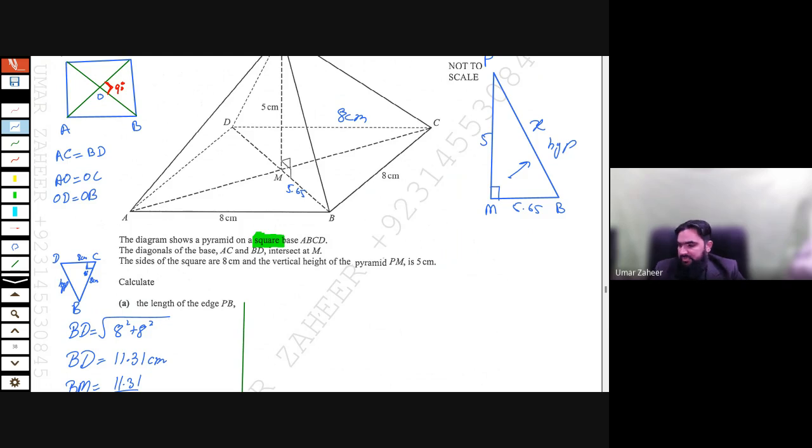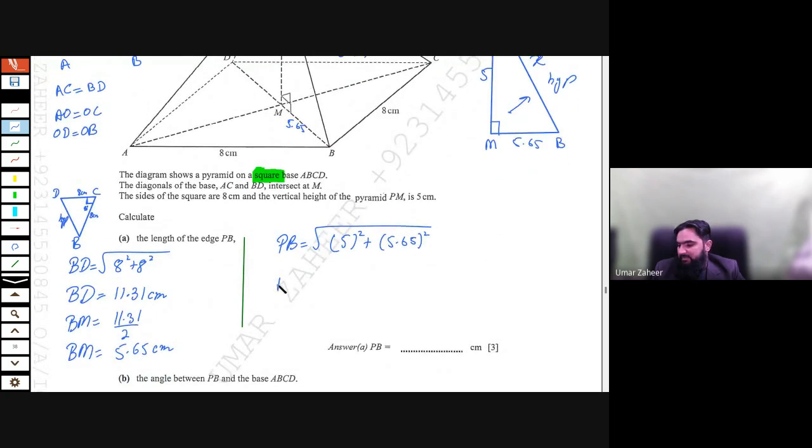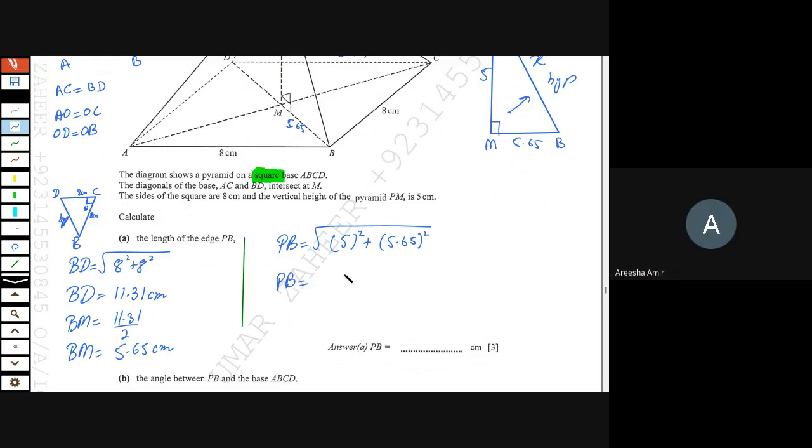So by using the Pythagoras theorem, PB is equal to the square root of the sum of squares of the two other sides. So 5 square plus 5.65 square. Mostly in 3D shapes, we are going to use the Pythagoras theorem or trigonometric ratios. But it doesn't mean that we will never use sine or cosine. Yes, PB will be equal to 7.54.